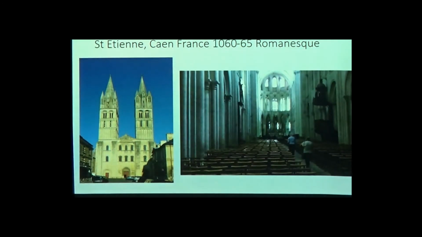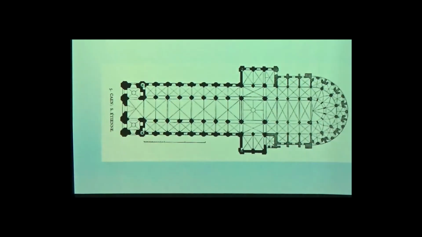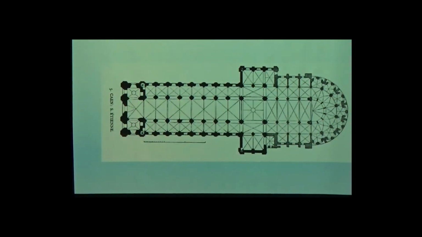This is Saint Etienne in Caen, and the interior of this is done later. But again, look at this one. It's very similar to Saint Sernin. We got benches. Oh my goodness. Yes, they have benches. Lots of them. Well, they're like chairs.